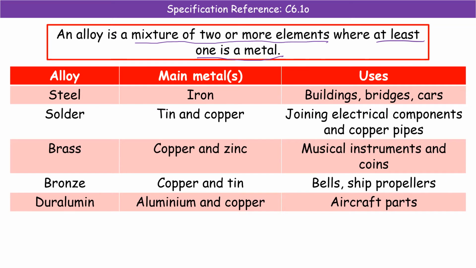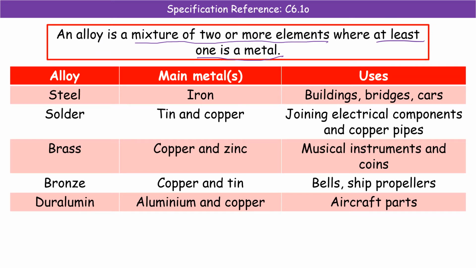Solder, that's made of tin and copper, and that joins electrical components. Brass, copper and zinc in musical instruments. Bronze, copper and tin in things like bells. And duralumin is aluminium and copper in aircraft parts.